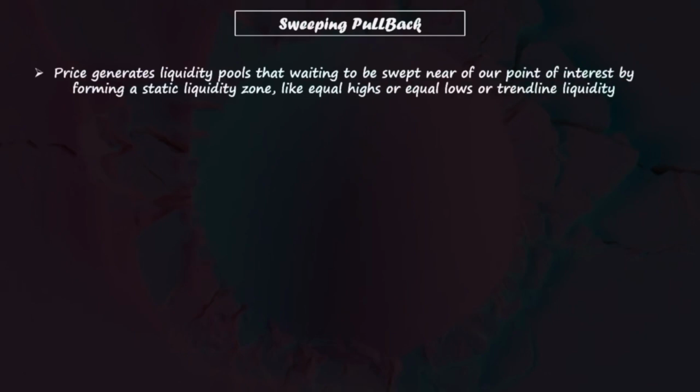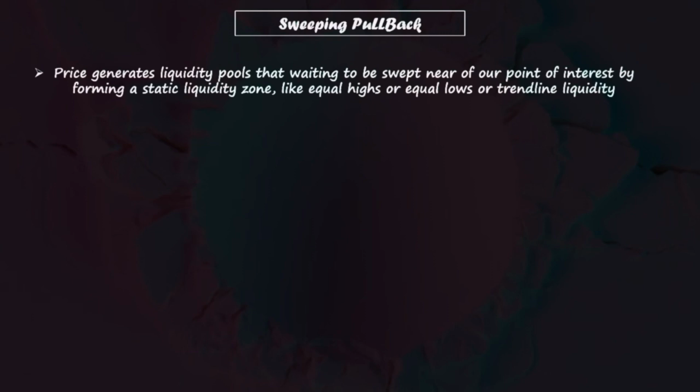In this type of pullback, price generates liquidity pools that are waiting to be swept near our point of interest. By forming a static liquidity zone like equal highs, equal lows or trendline liquidity, recognizing a liquidity sweep pattern before the price reaches our point of interest is crucial. This pattern confirms the strength of our supply or demand area. We use liquidity sweeps as a confirmation factor.